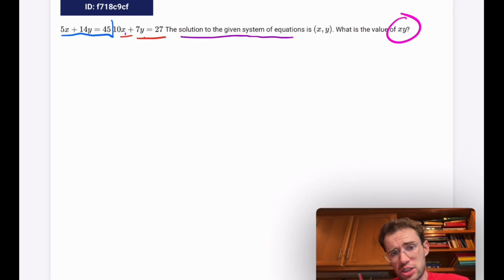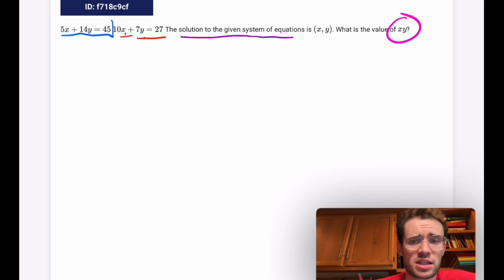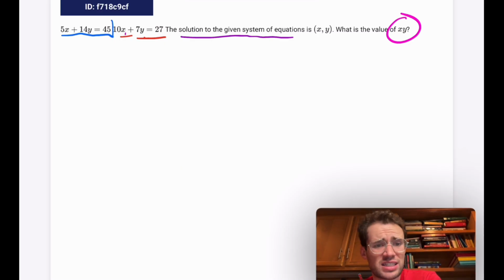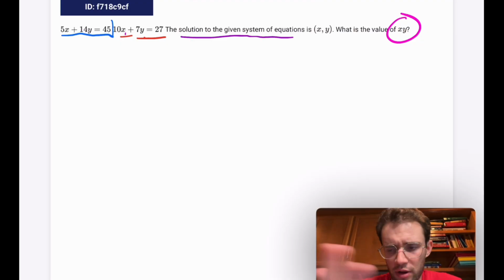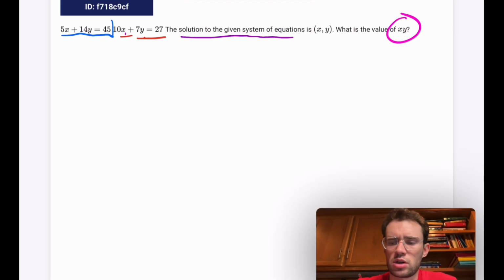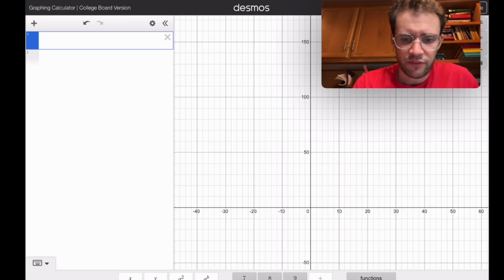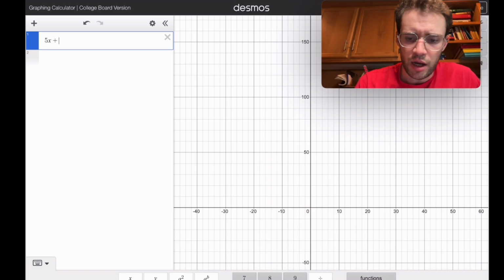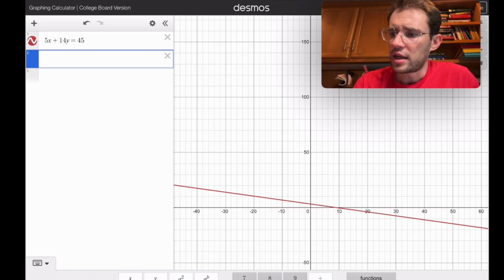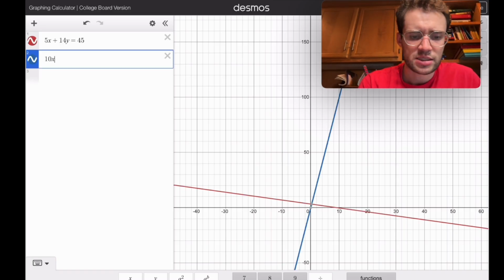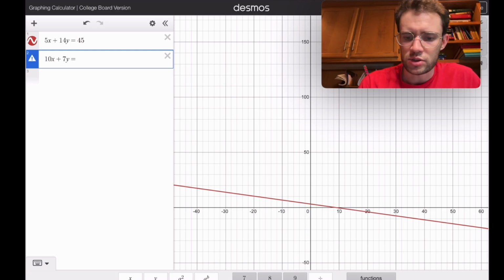You can very much do that, but I would recommend on this one definitely use Desmos, because you have that tool. Even if you're not the fastest person to type into Desmos, it'll be really quick, and you'll find what x and y are. You have to multiply them together, so it doesn't even matter which one's x and which one's y. There are no variables you have to substitute in. So I'll just take these equations. The first one is 5x plus 14y equals 45, and the second one, 10x plus 7y equals 27.